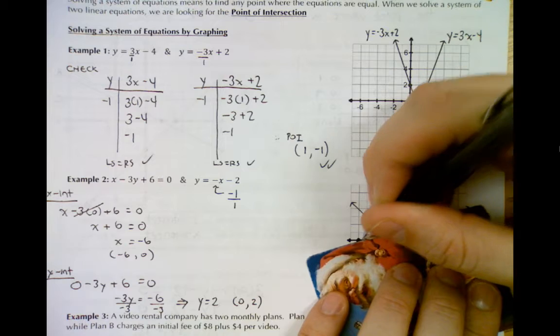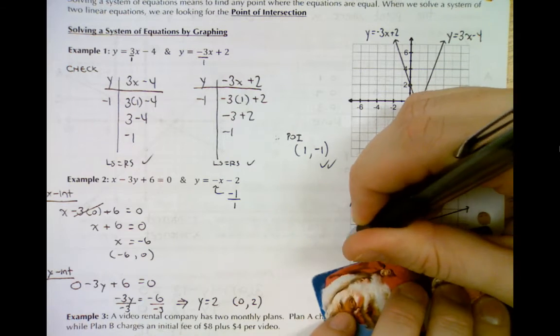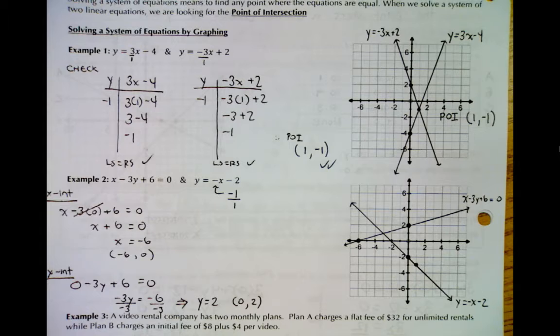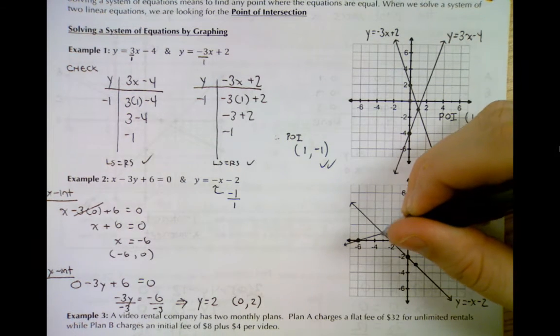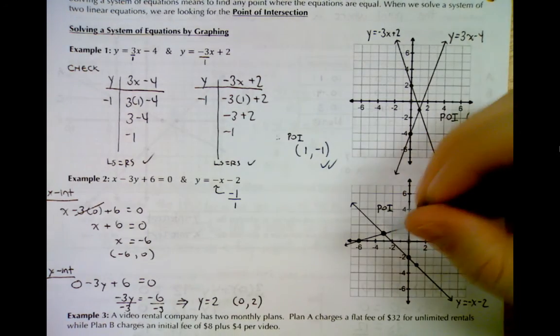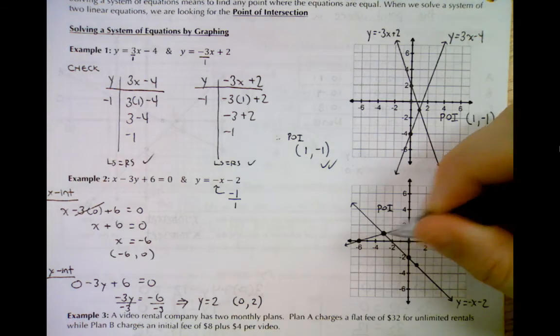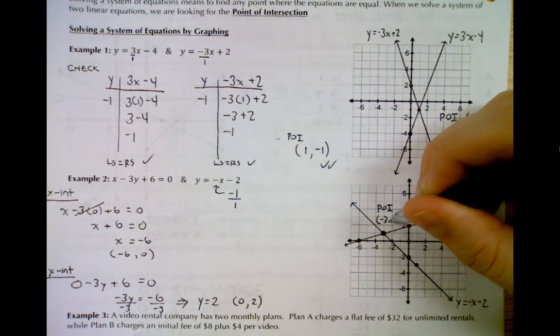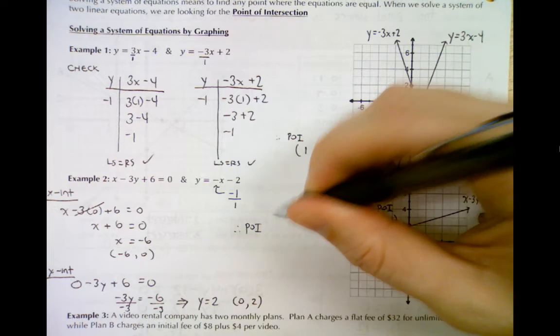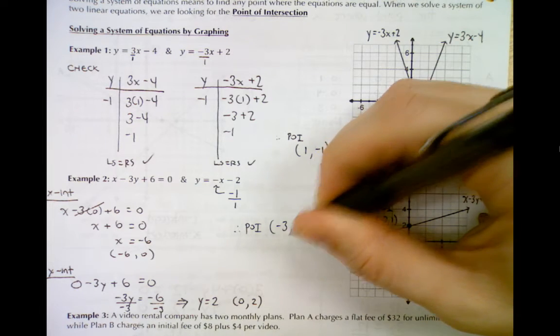Oh, I forgot to continue it the other way. And label it with the equation x minus 3y plus 6 equals 0. And to solve this system, I need the point of intersection, so where they cross. That's my POI, where they cross, and the coordinates are negative 3, positive 1. So therefore, the POI is negative 3 for x, 1 for y.